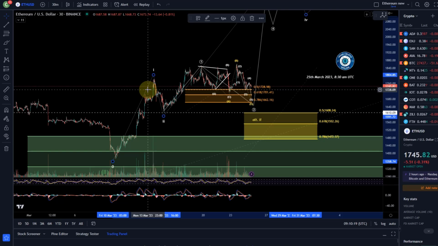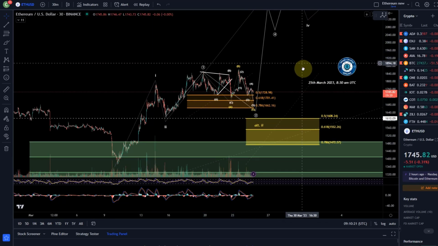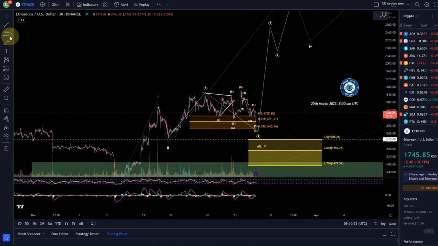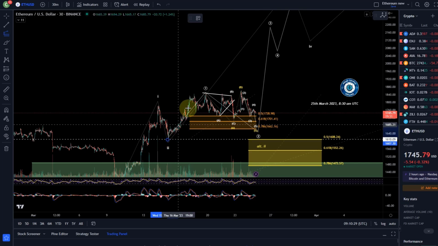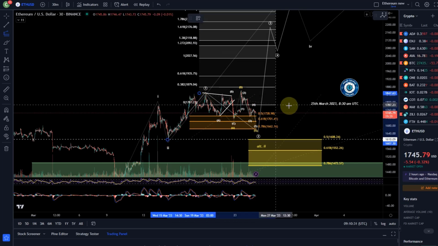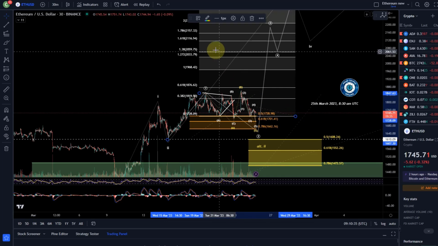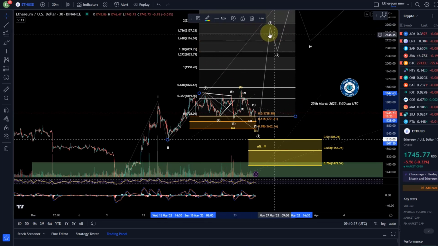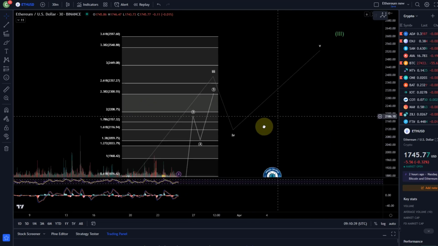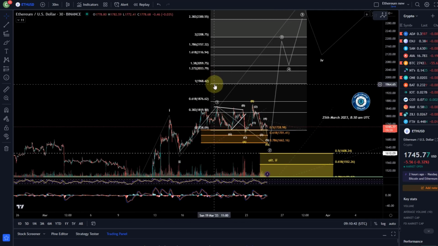If we move up from here in a third wave, which I don't think we will, because it seems like it needs another low here to complete this correction. But if we do, what would be the target for that circle wave 3? Target-wise, we're talking here about roughly $2,100. And then eventually, obviously, it should cascade even higher.